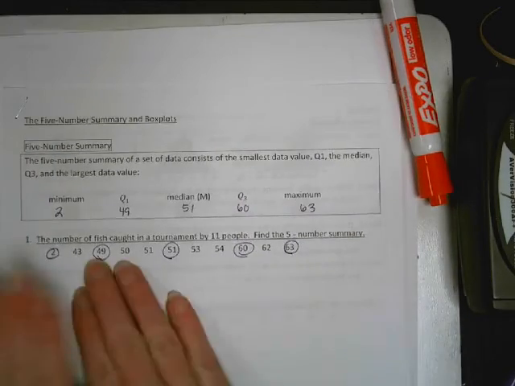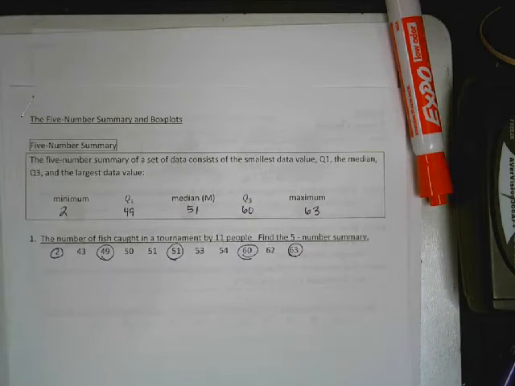But because this one was already in order, it's easy enough to find it by hand if it's a small data set like this. If it's a large data set, I don't want to be trying to find stuff by hand, so I'm going to put it in my calculator.